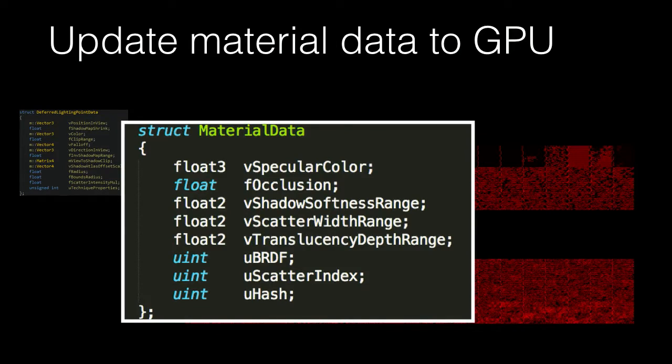After updating lights, we do the same thing for the materials. We store the data for all the materials that are currently loaded into CPU memory. Every material will then have a simple integer offset that can be used for reading the data on the GPU.